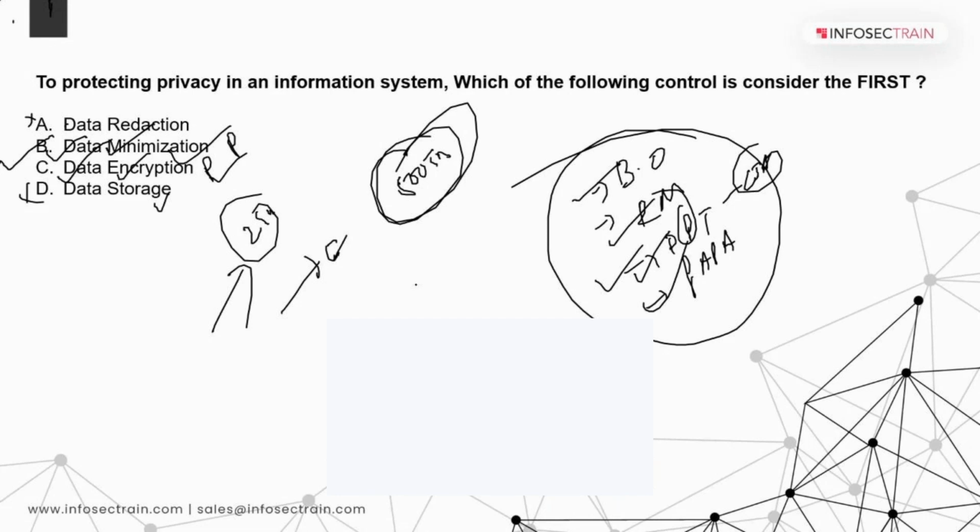So which one will you prefer? First control, actually you have to filter. Same thing here, you have to minimize your data, and after that apply your control. For example, if you have only 1 GB of data, the encryption cost is also less, right? And if you have 500 TB of data, the encryption cost is also more, right? So you have to relate like this.